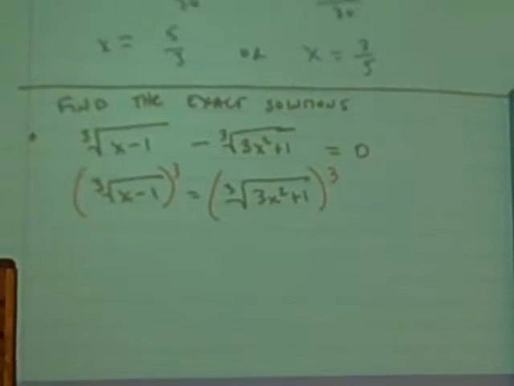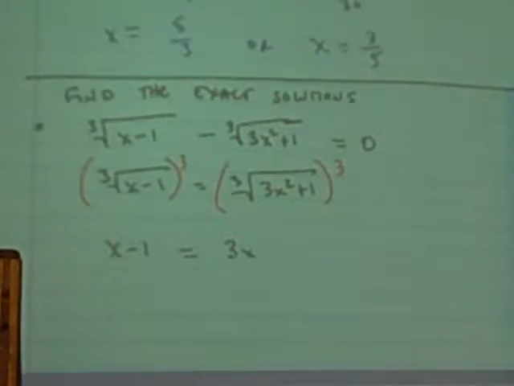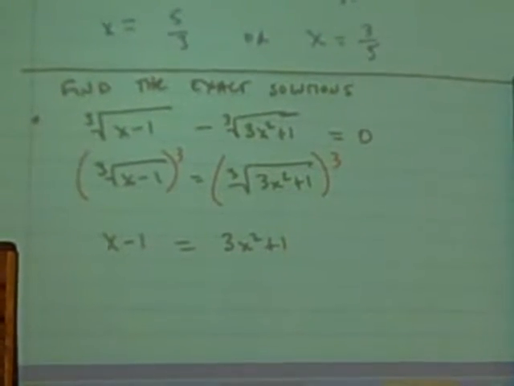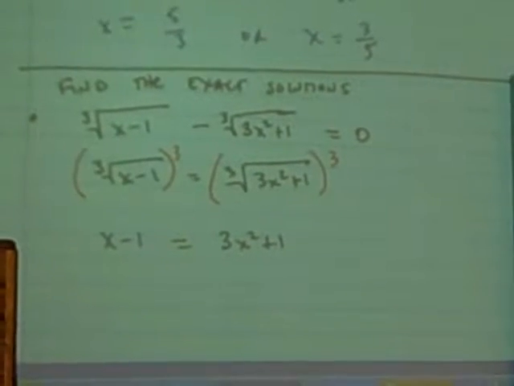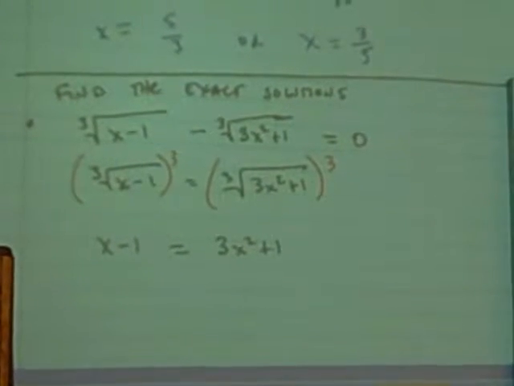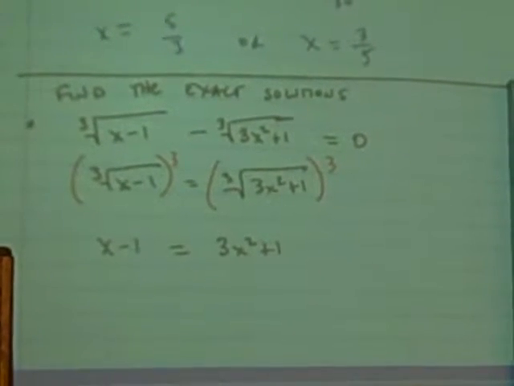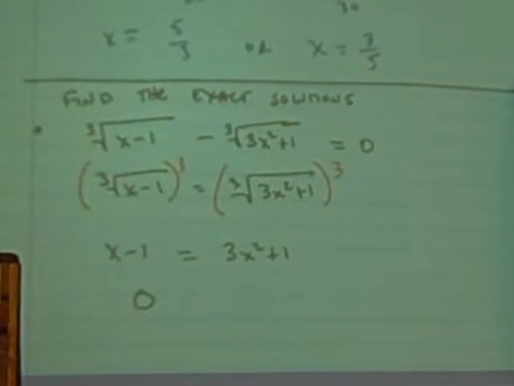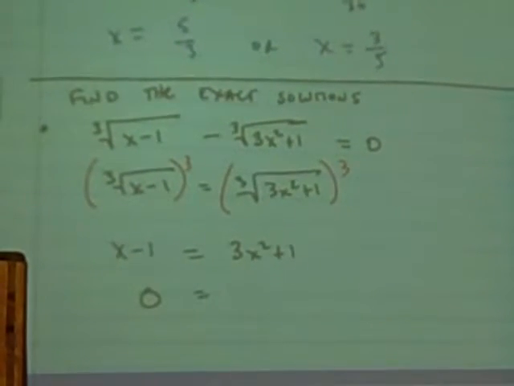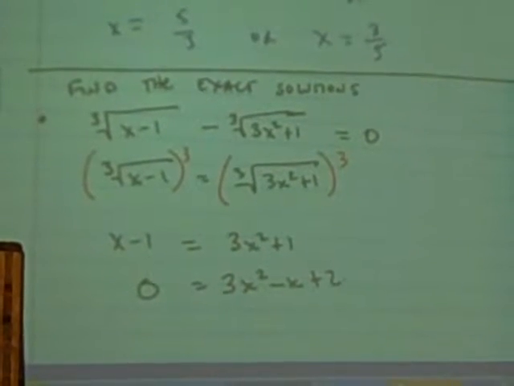What am I left with on the left side? x minus 1. What am I left with on the right side? 3x squared plus 1. Now, lo and behold, what kind of equation do I have? Not linear. It's a quadratic. So what do I need to do to solve a quadratic equation? Get it equal to 0. I'm going to subtract x and add 1 on both sides. I get 3x squared minus x, and adding 1 gives me plus 2. Do you agree?